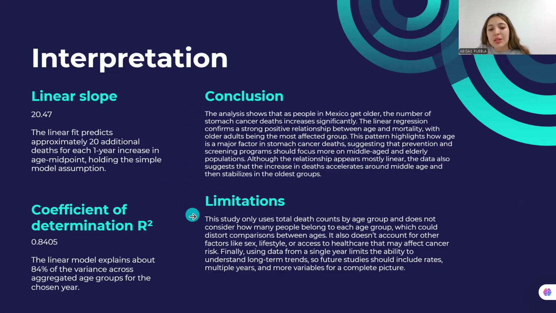As limitations, this study only focuses on using the total death counts by age group and does not consider how many people belong to each age group, which could make comparisons between ages less specific. It also doesn't account for many factors, like social factors, such as lifestyle or access to healthcare related to the economic factors of each population. I think this might also affect the analysis of the data.